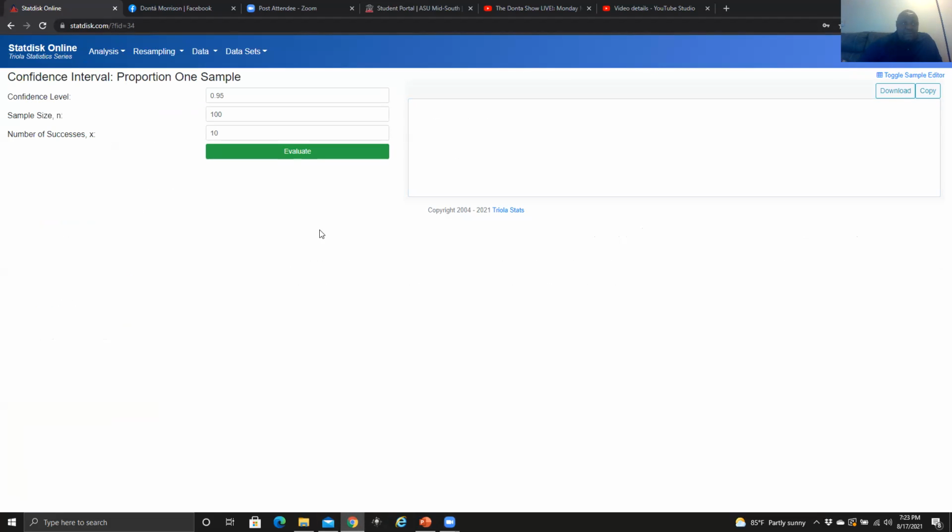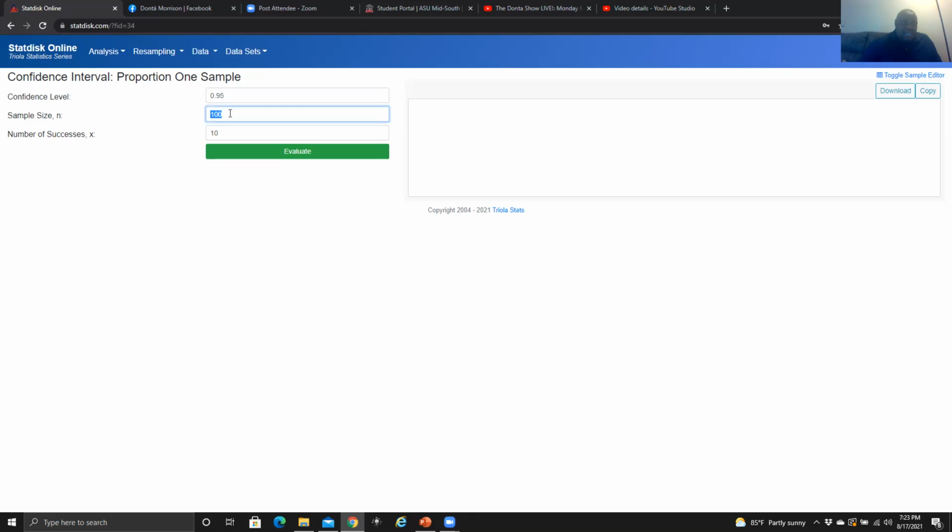Proportion one sample. All right, the confidence level, they give 0.95 as a default confidence level. Now, if they say 90%, then you have to change it to 0.90. Or if it's 99%, you have to change that to 0.99. But we're dealing with a 95% confidence interval estimate. So here, 0.95 would be it.